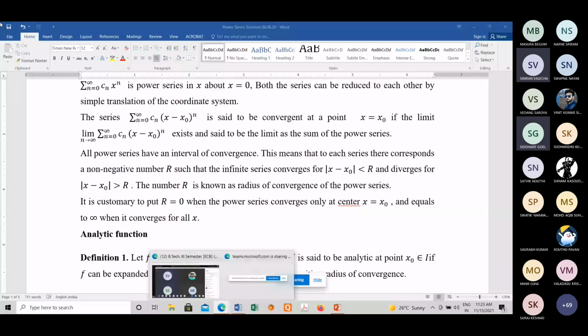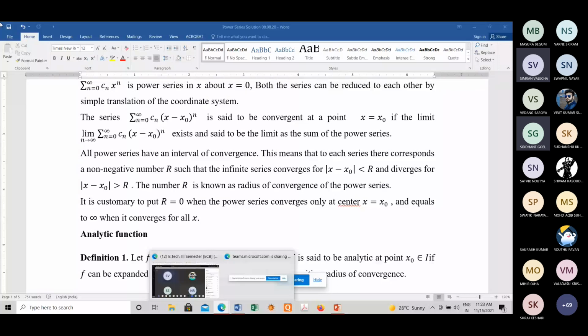d2y by dx square plus 7 dy by dx plus 12y equal to 0. You will note down this question. What is the solution of this differential equation? Everyone noted the question?